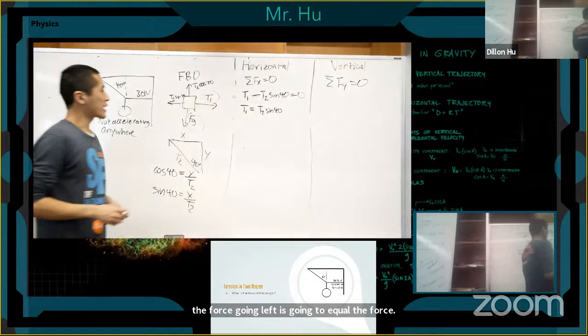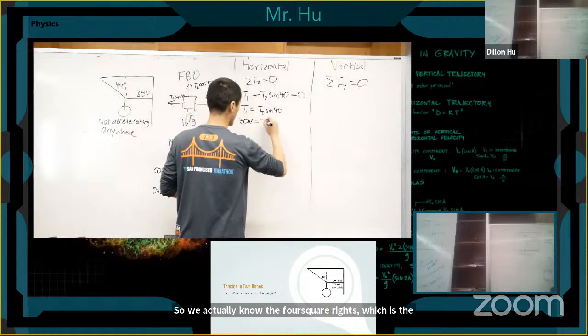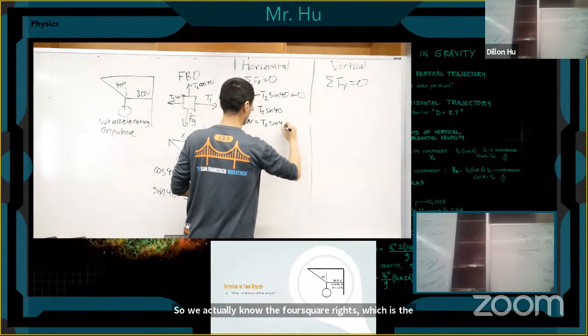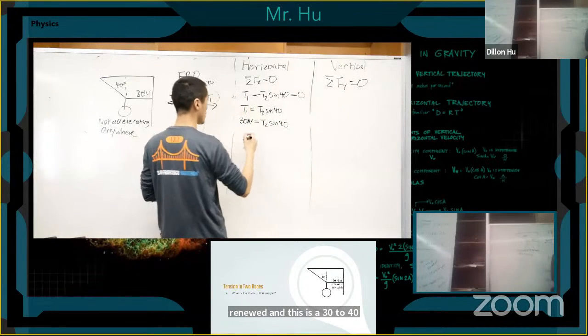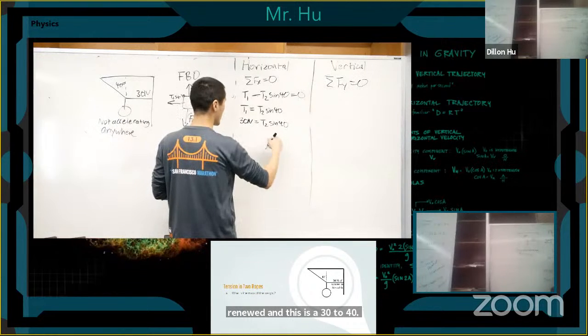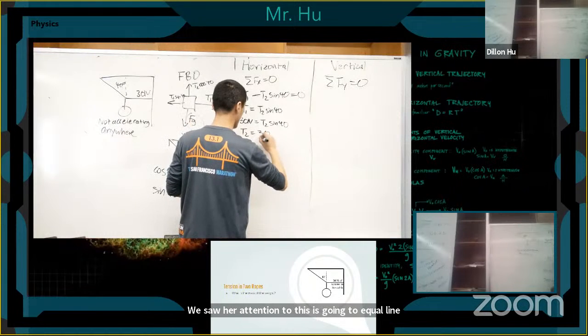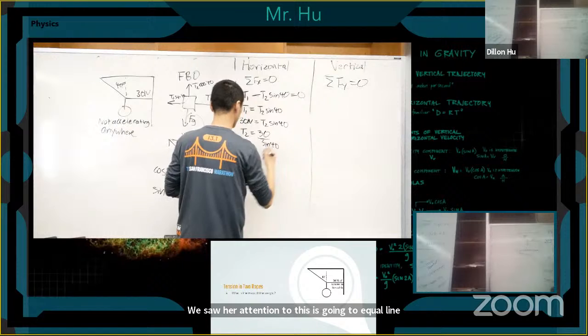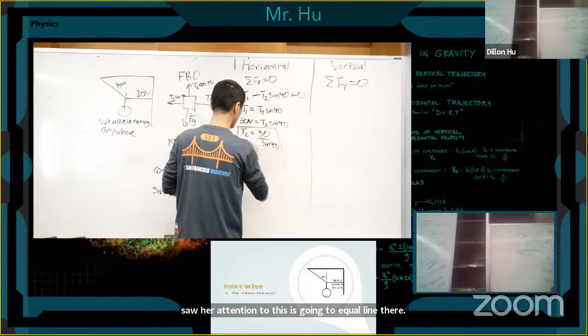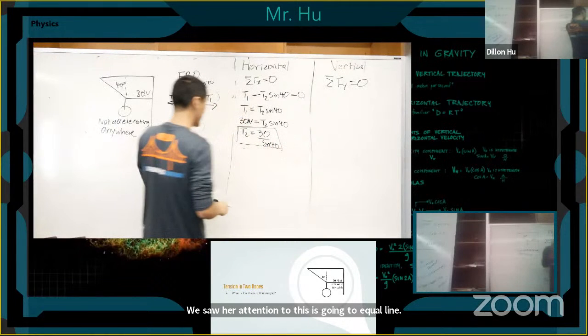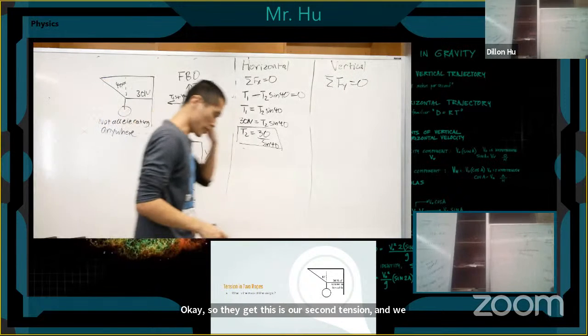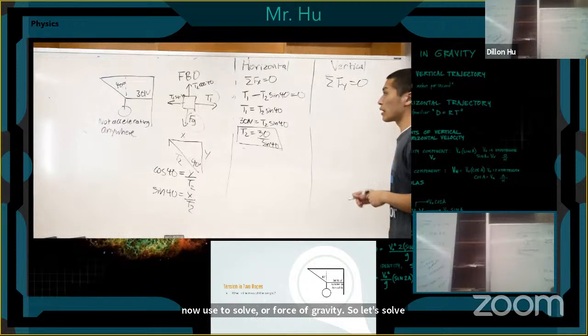So we actually know the force going right, which is 30 newtons. So 30 newtons will equal my tension 2. If we solve for tension 2, this is going to equal 30 over cosine 40. Okay, so this gives us our second tension that we can now use to solve for force of gravity.